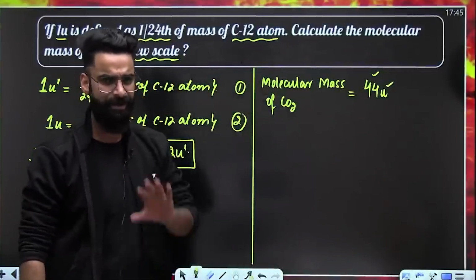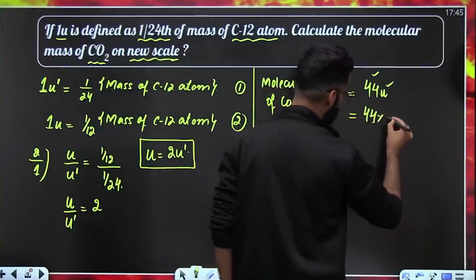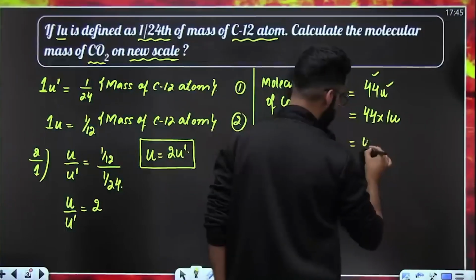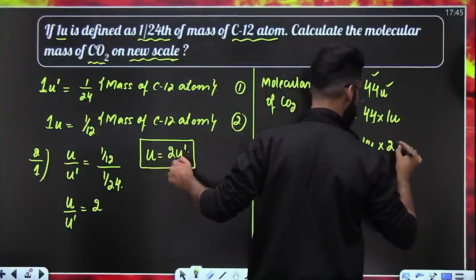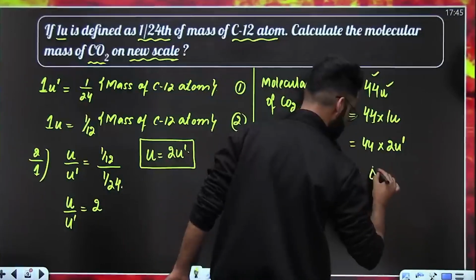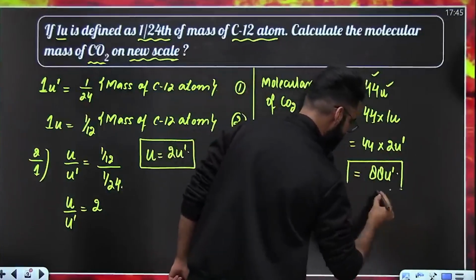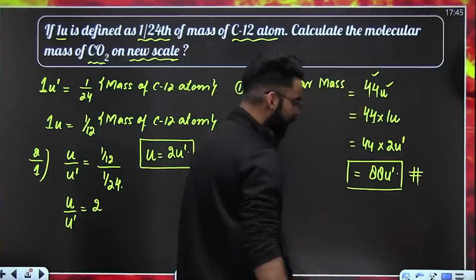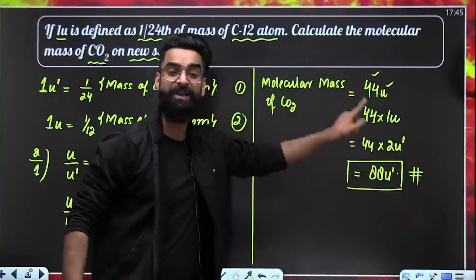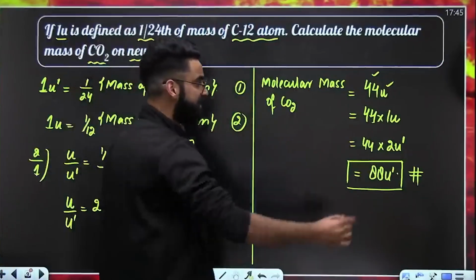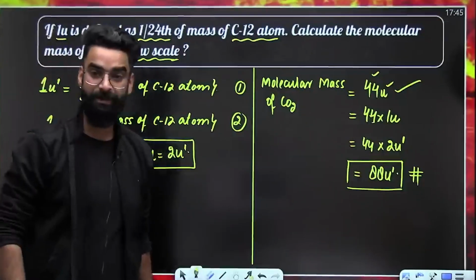So this 44U, I'll write as 44 multiplied by 1U. And my dear students, instead of 1U, I can write 2 times U dash. So the final answer of this question will come out to be 88 U dash. This is the molecular mass of carbon dioxide as per the new scale given in the question, and this was the molecular mass as per the conventional scale.